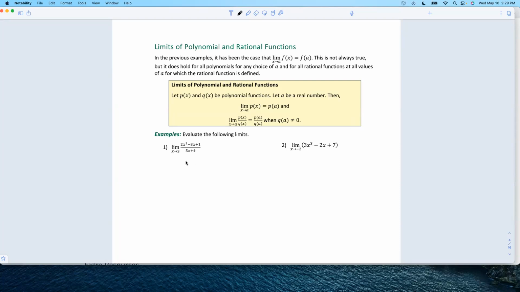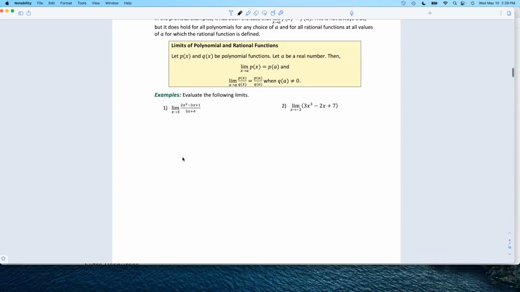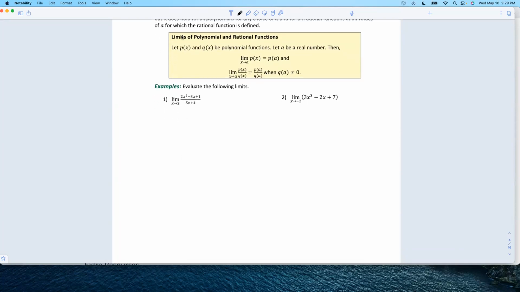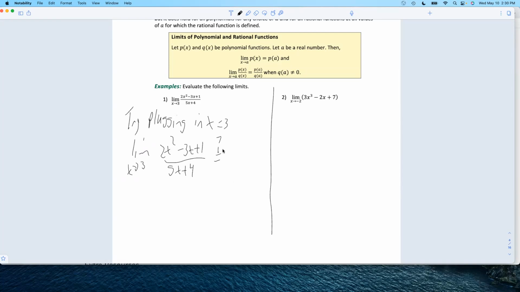So for these, somebody asked me to calculate this limit. First thing I'm going to try is just try plugging it in. So I'll say try plugging in x equals 3. So I'm going to write it out properly. Limit as x approaches 3 of 2x squared minus 3x plus 1 over 5x plus 4 equals, I'm going to put a little question mark here because I'm not 100% sure this will work.